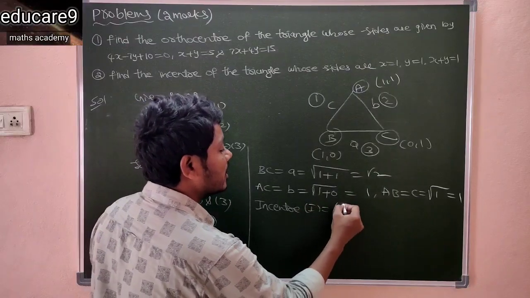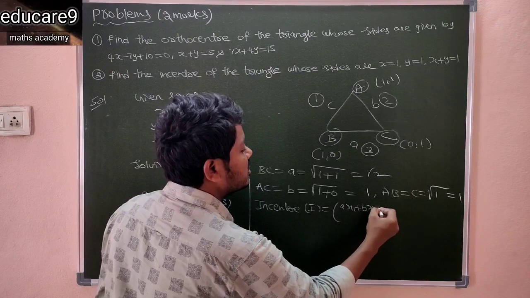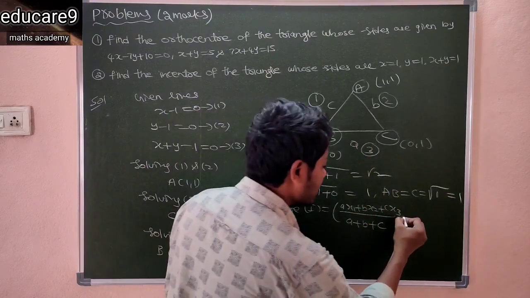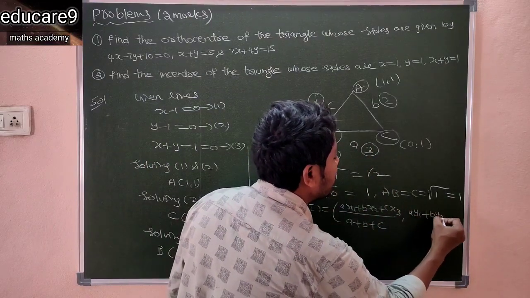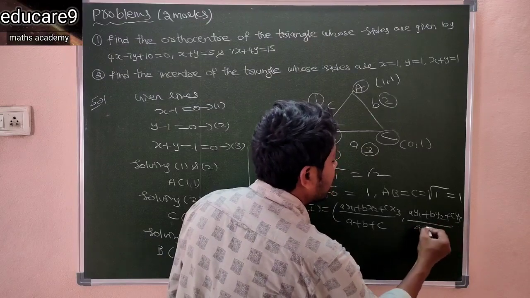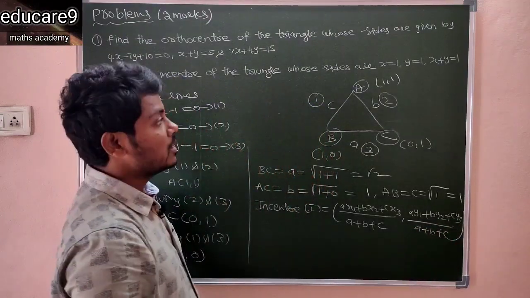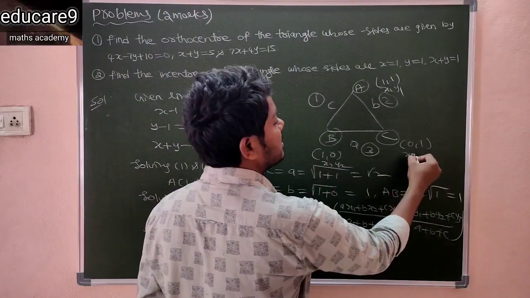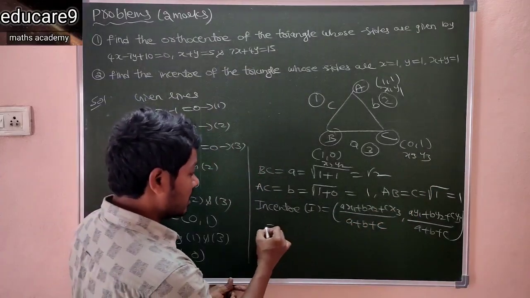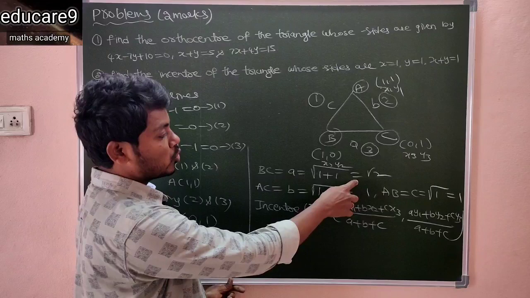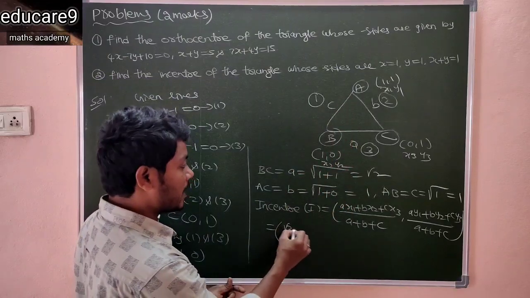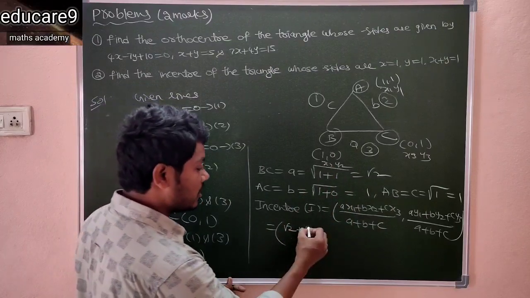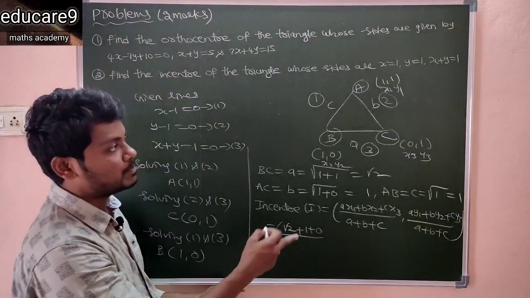Therefore the incenter is equal to what? I is equal to (ax1 plus bx2 plus cx3) by (a plus b plus c), comma, (ay1 plus by2 plus cy3) by (a plus b plus c). Okay. So clearly this point is x1, y1 and this is x2, y2 and this is x3, y3. So apply here, what do you get? ax1, that is root 2 into 1, root 2. bx2, so 1 into x1, you will get 1, plus cx3, you will get 0. So divide by a plus b plus c.